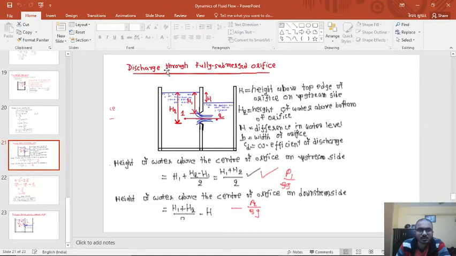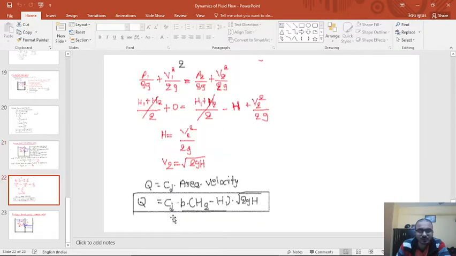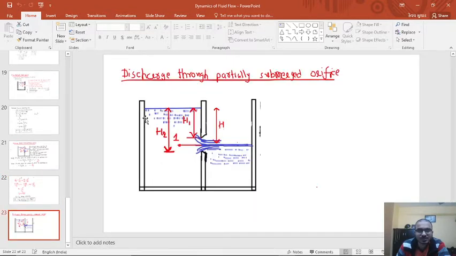The next was discharge through fully submerged orifice. So here, as you can see, the outlet of orifice is fully submerged already in the liquid. So in this case we obtained the flow rate Q as CD into B into H2 minus H1 square root of 2GH.